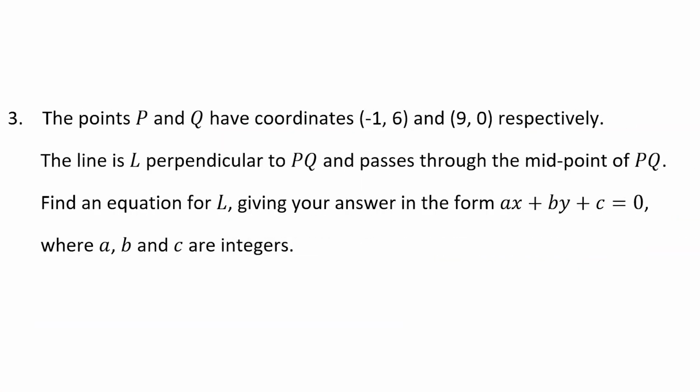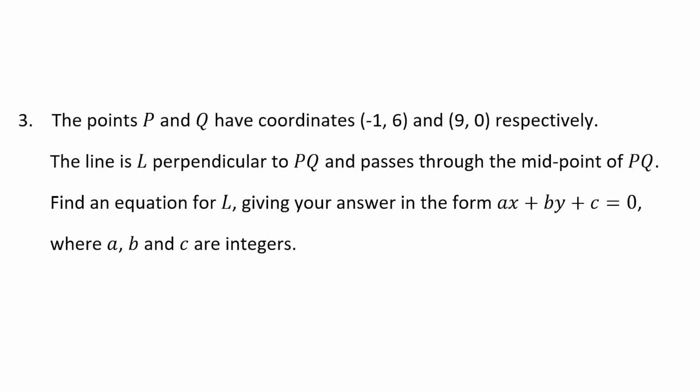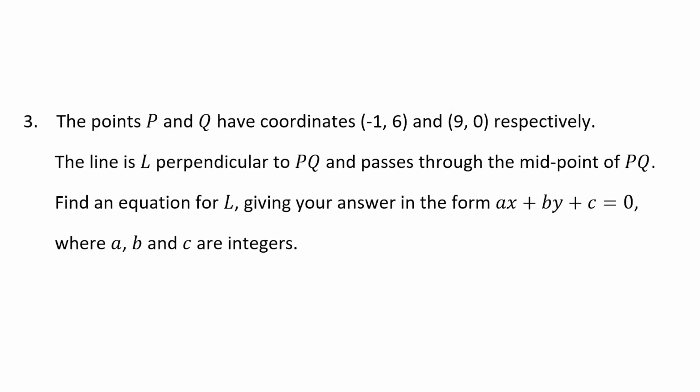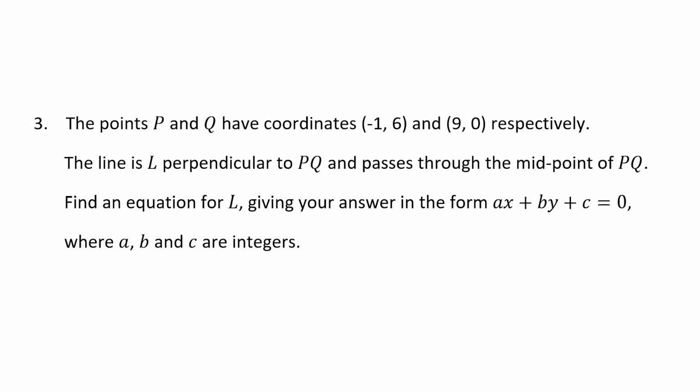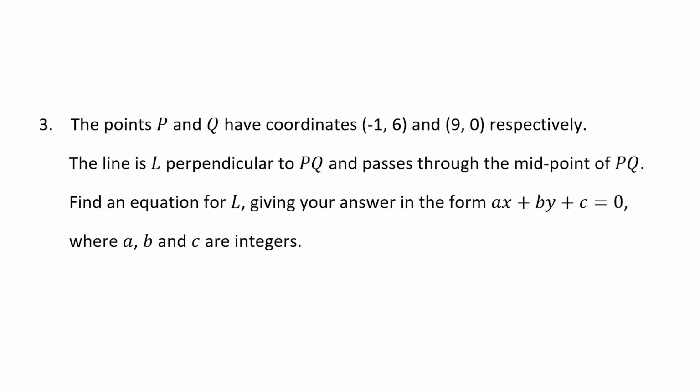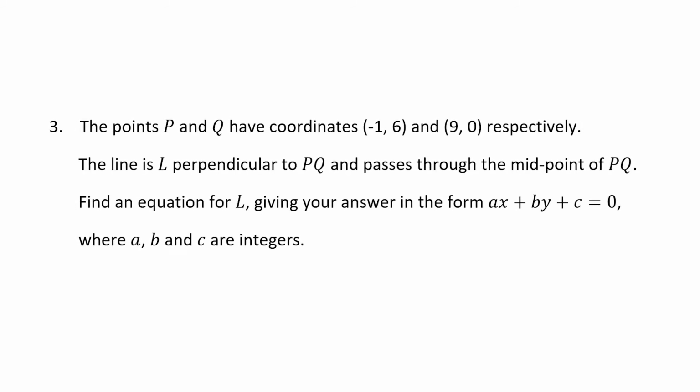Okay, onwards to question 3. We're going to up the level a little bit. Question 3. The points P and Q have coordinates -1, 6, and 9, 0 respectively. The line L is perpendicular to PQ and passes through the midpoint of PQ. Find an equation for L, giving your answer in the form ax plus by plus c equals 0, where a, b, and c are integers.